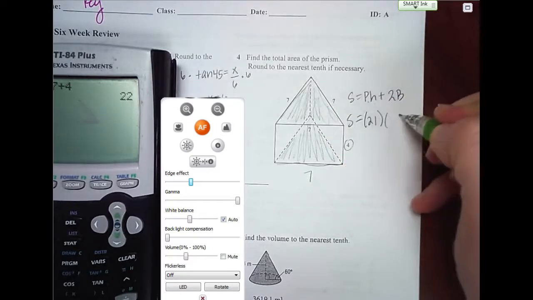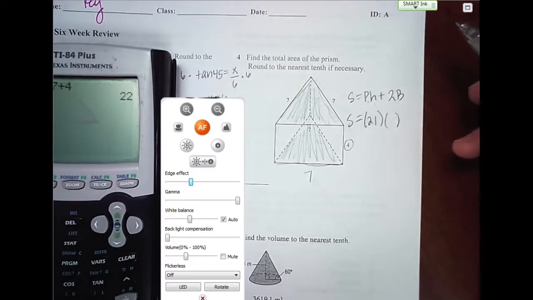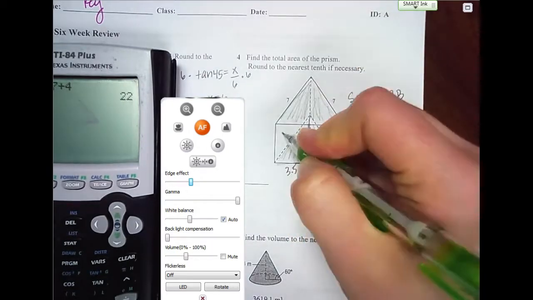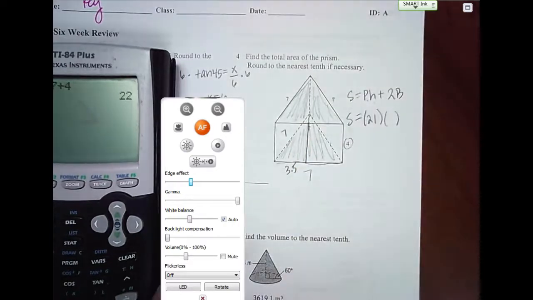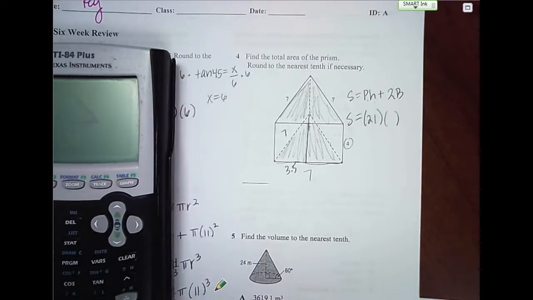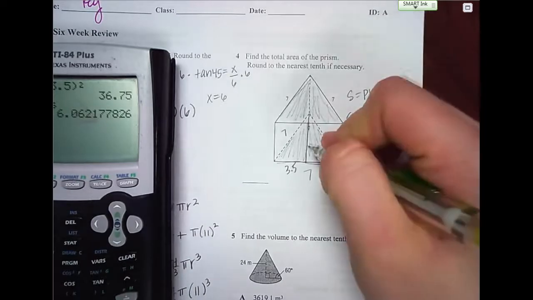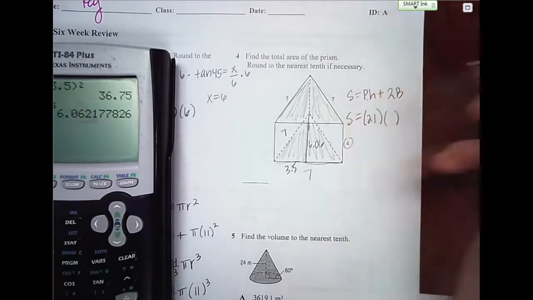And then we need to find the height of the prism. So I'm going to drop down a height right here. So I have 3.5 and 7. And I'm just going to do Pythagorean theorem. So if you want to pause it right here and do Pythagorean theorem, sorry, that's in your way, you could do that. So I got 6.06.